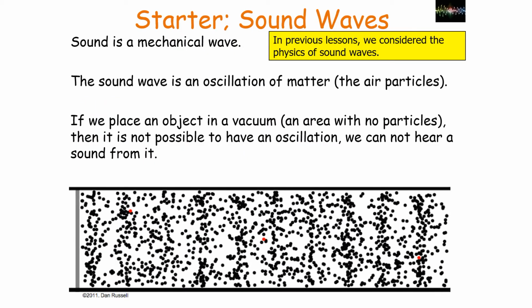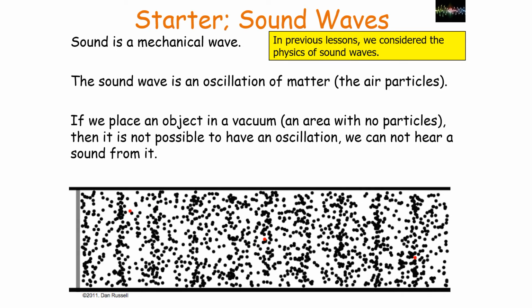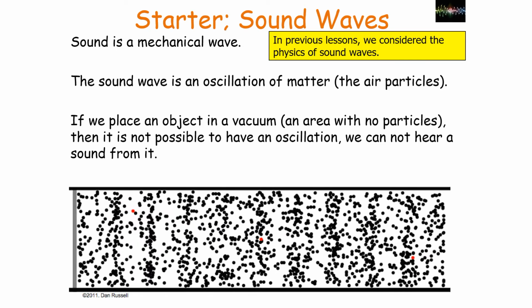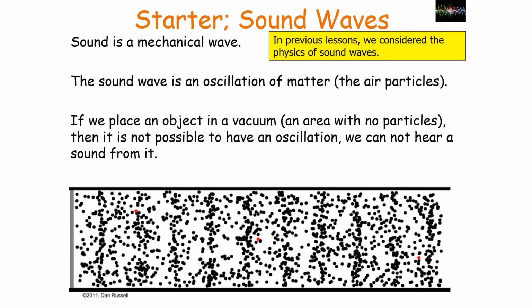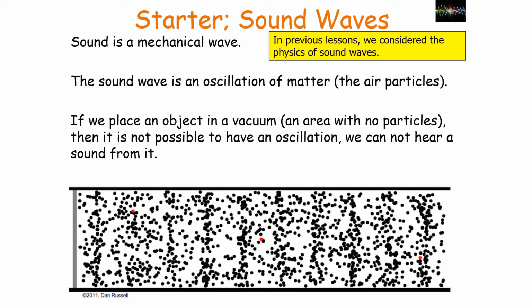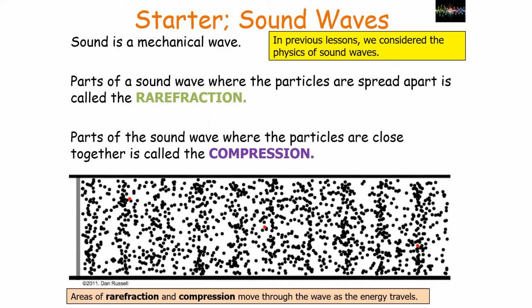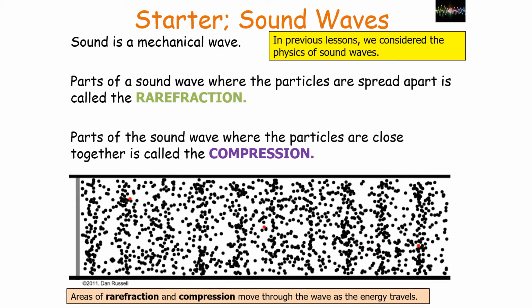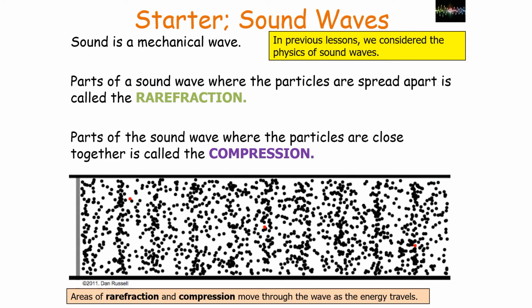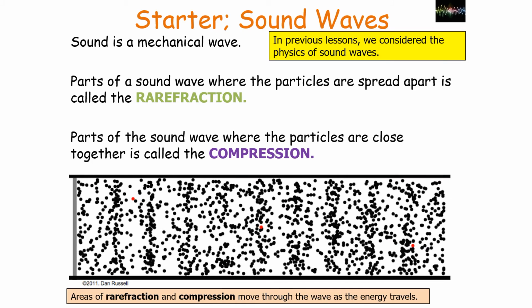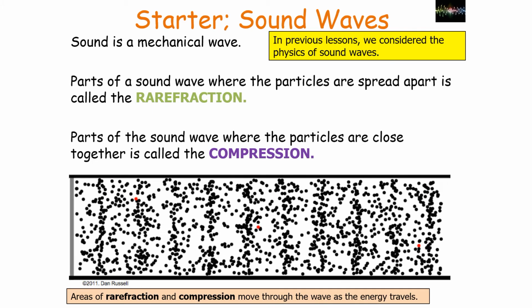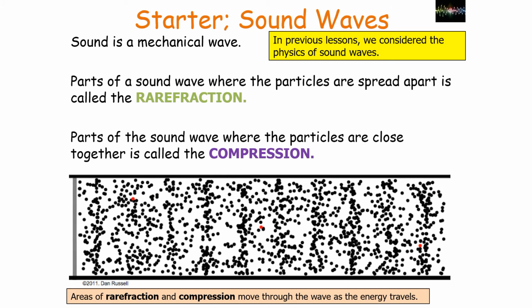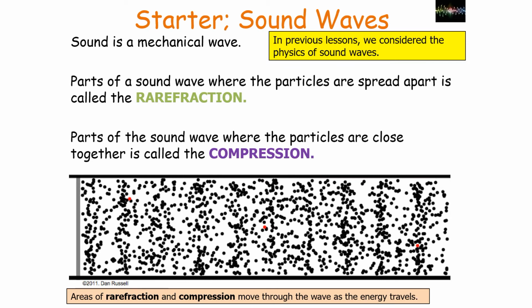Now, sound is a mechanical wave. A sound wave is an oscillation of matter like air particles, and if you place an object in a vacuum, in an area with no particles, then it's not possible to have an oscillation, so we cannot hear a sound from it. Parts of a sound wave where the particles are spread apart are called rarefactions, whilst the parts where the particles are close together are called compressions.